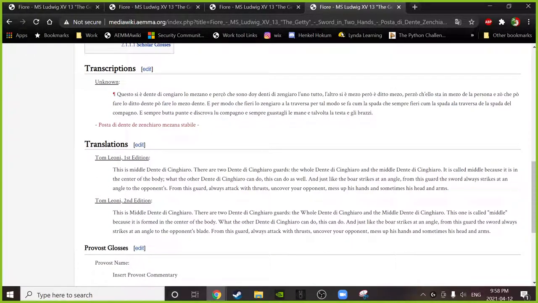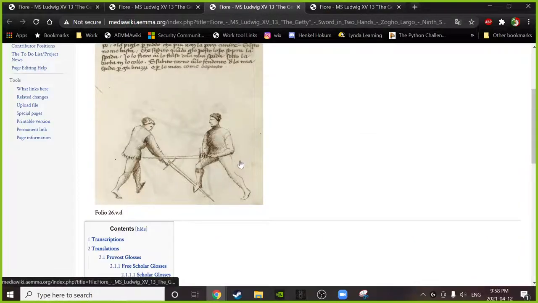Just like the boar, it strikes at an angle. From this guard, the sword always strikes at an angle to the opponents. From this guard, always attack with thrusts. Okay, fine. Uncover your opponent, mess up his hands and sometimes his head and arms. So we have precedent for a series of cuts from this posta, from this broad place before, Alex.